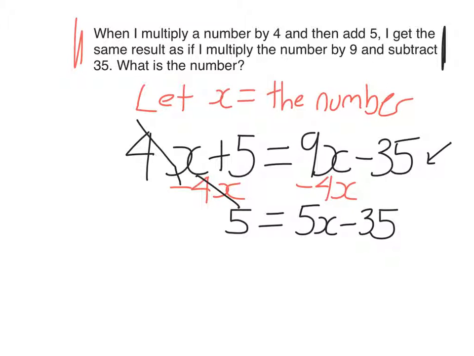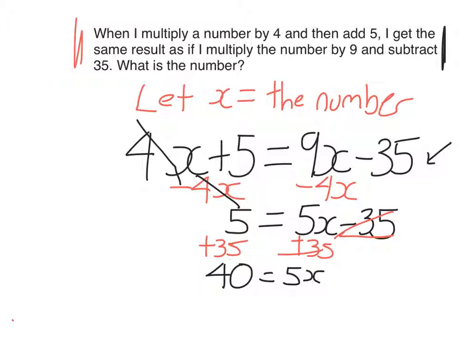Now you know how to solve this equation. It's just like ones we've been doing heaps. This one's a 2-step equation, so I need to get x by itself. I'm going to add 35 to both sides, because the opposite of subtracting 35 is adding 35. Then I get 5 plus 35 is 40 equals 5x, because this 35 and this 35 cancel each other out. Then you probably know I need to divide each side by 5. 40 divided by 5 is 8. So I get 8 equals x, or x equals 8. It doesn't matter which way around you write it.